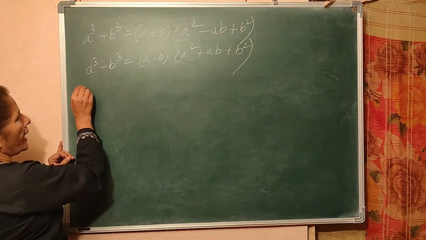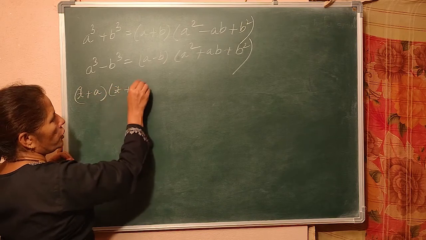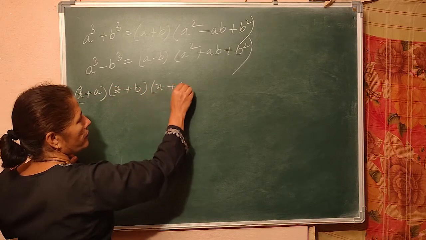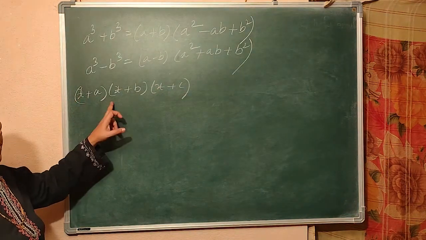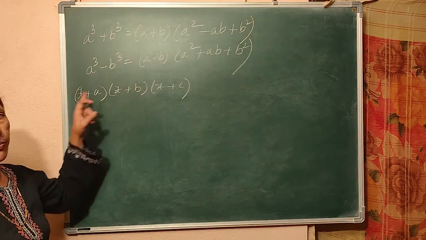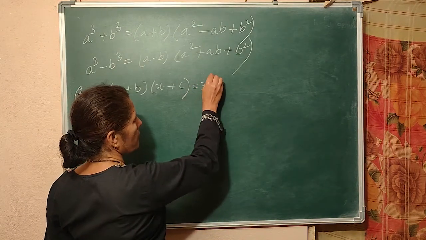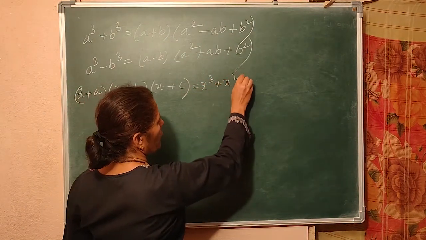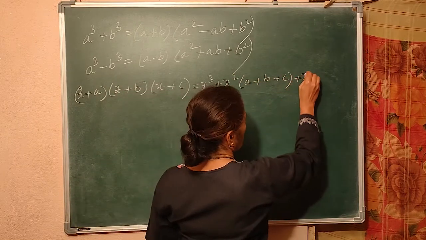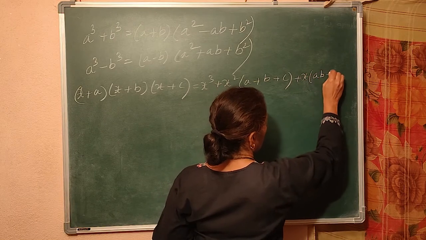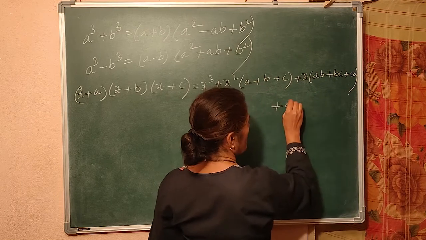Next one, (x plus a) into (x plus b) into (x plus c). Our first identity I wrote was (x plus a) into (x plus b). So let me do one more. (x plus a) into (x plus b) into (x plus c) is equal to x cube plus x square into (a plus b plus c) plus x into (ab plus bc plus ca) plus abc.